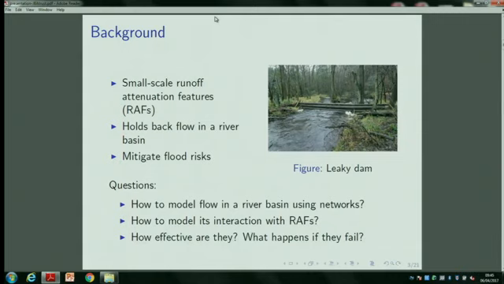The questions which we'll try to answer in this presentation are, first, how do we model a river network flow without any dams? This will be the basis for our model. Then what happens if we include one or more dams? What's the effect on the flow? How effective are they, whether there is any effect at all, and if there are any failure mechanisms?